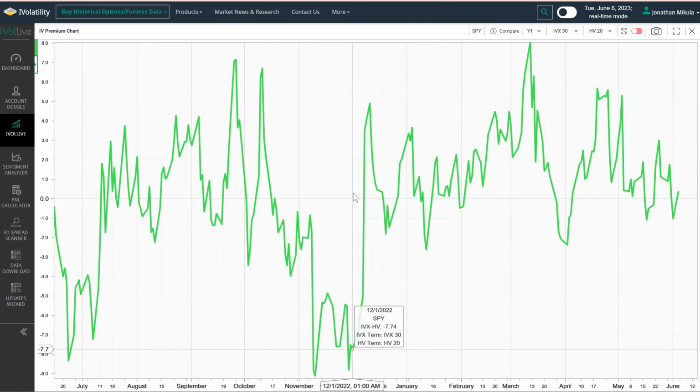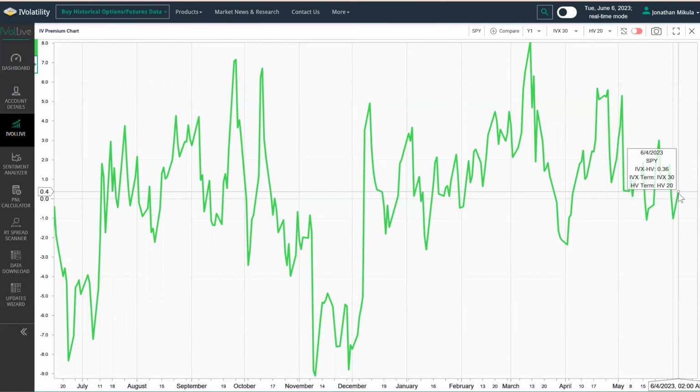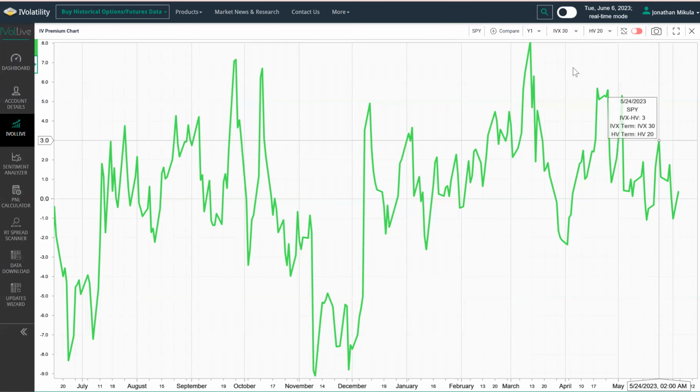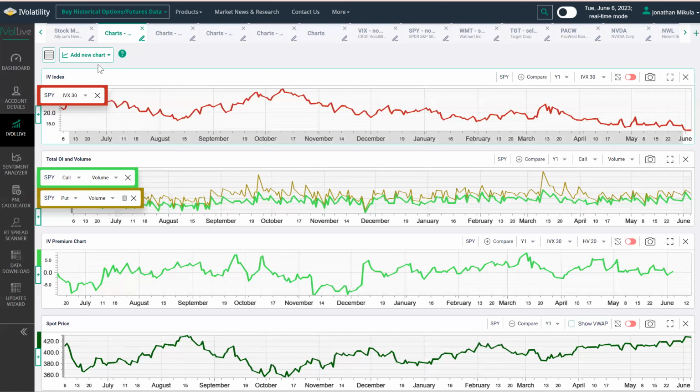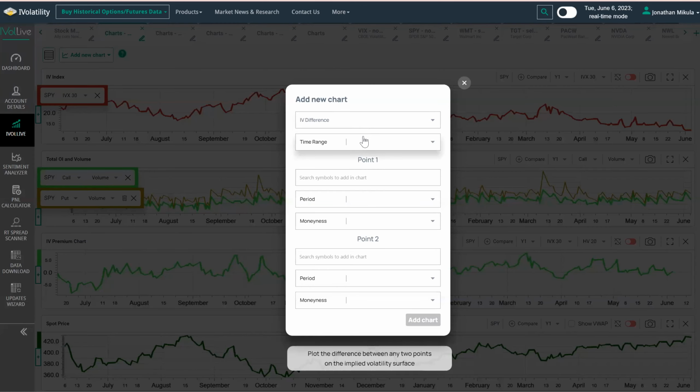This is one of my favorite charts because it's comparing future versus past. Right now, we're in the middle, so there's really no clear indicator for me on direction. But I'm going to watch this chart and wait for an extreme move up or an extreme move lower, and then I'm going to take a position on the other side. So that's one of my favorite uses of the IV premium chart. The IV difference is similar.